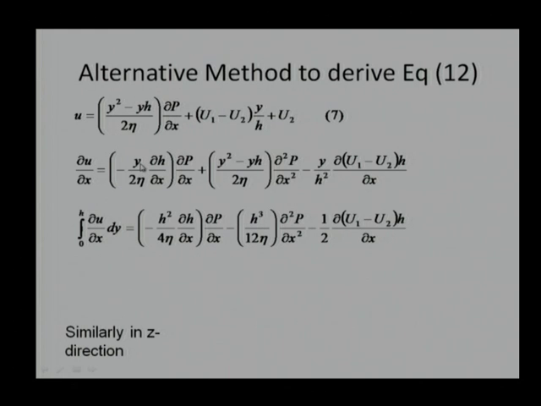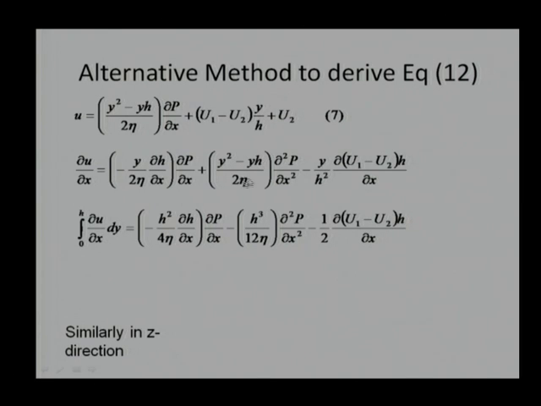So, there is a simple integration of y, it will turn out to be y square by 2. So, this term is turning out to be minus h square by 4 eta, because integration limits are 0 and h. That is why we say that this is overall minus h square divided by 4 eta. This is the same term, this is not going to change with y.